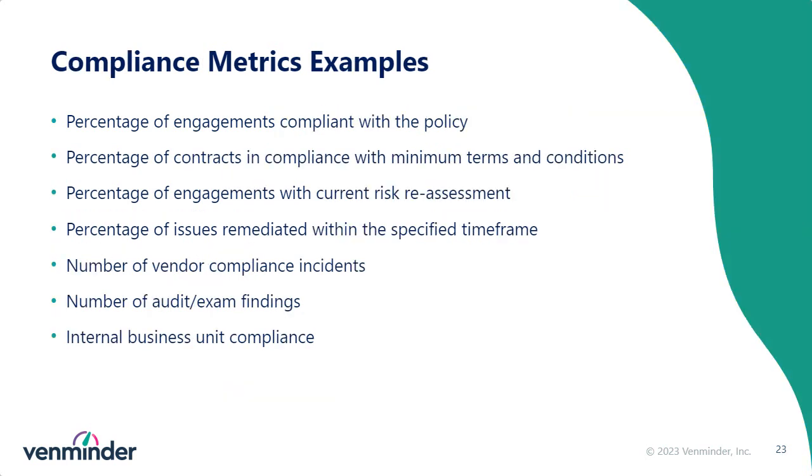All right, moving on. Maybe we've selected compliance as one of our major objectives. So here are some examples. Percentage of engagements that are compliant with the policy, or the number of vendor compliance incidents. Maybe we want to look at the number of engagements with current risk reassessment, or the number of audit or exam findings. Another really important one is internal business unit compliance. So I think you're kind of seeing the trend here of what kind of metrics we might be looking at.